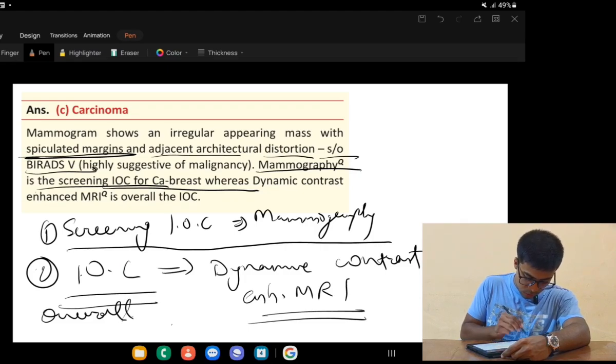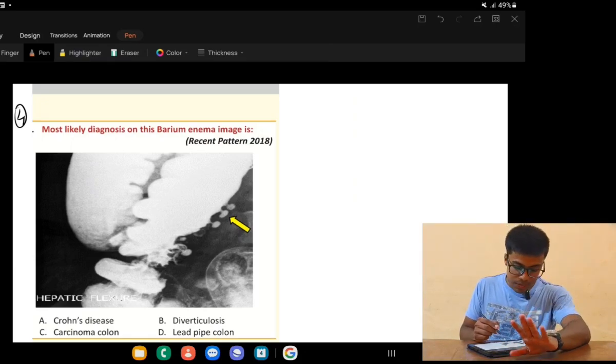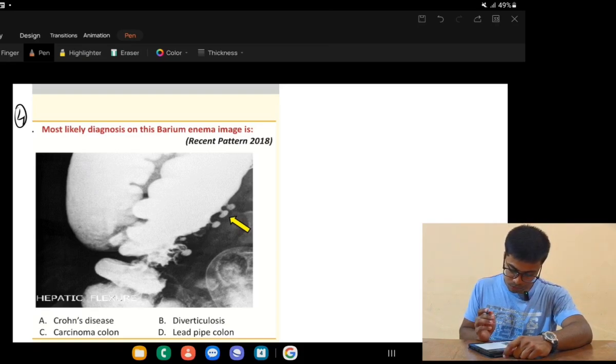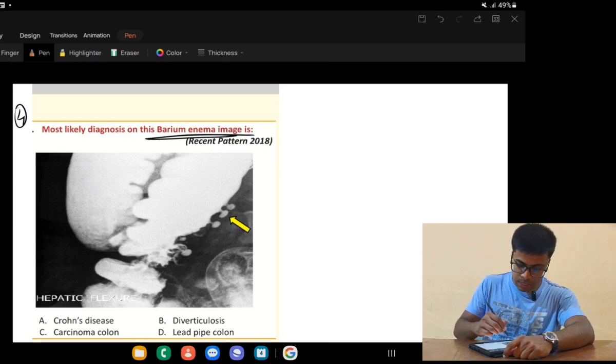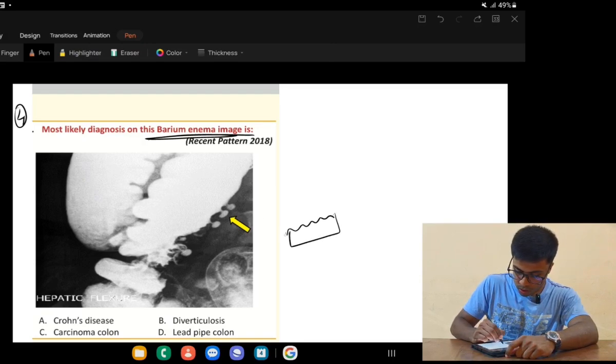Then coming to the next question, that is the fourth one. Till now we did 3 questions, but twice of that, 9 questions we have done, because the data is factual data with a little bit of concept here and there. Most likely diagnosis on barium enema. Now an enema related question is there. It looks like a sawtooth appearance here we are seeing.